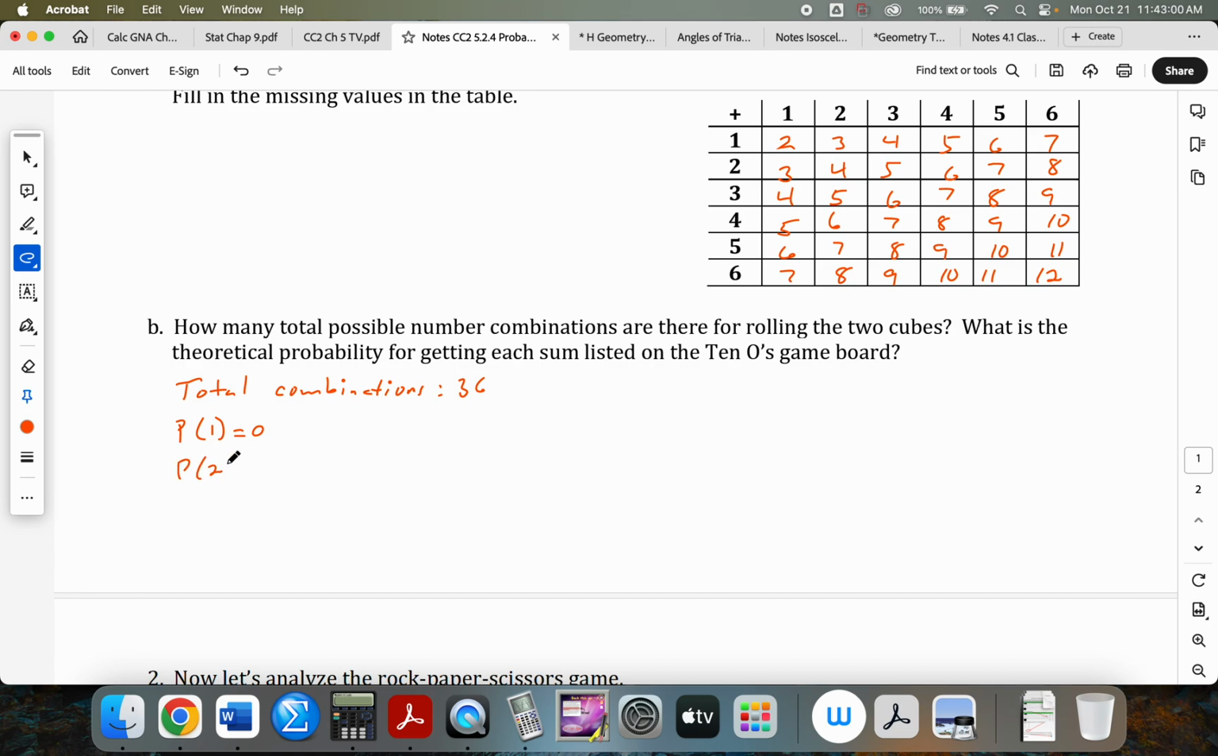Probability of getting a 2 is what? 1 out of 36. Not particularly good. So for those of you who are waiting for a 2, wow, it's a little harsh. Probability of getting a 3 is what? How many 3s are there? 2 out of the 36, which is 1 out of 18.